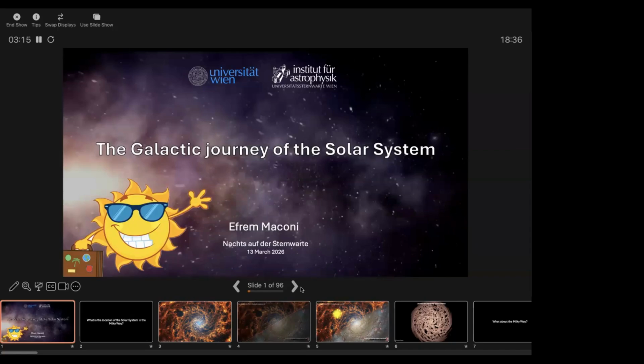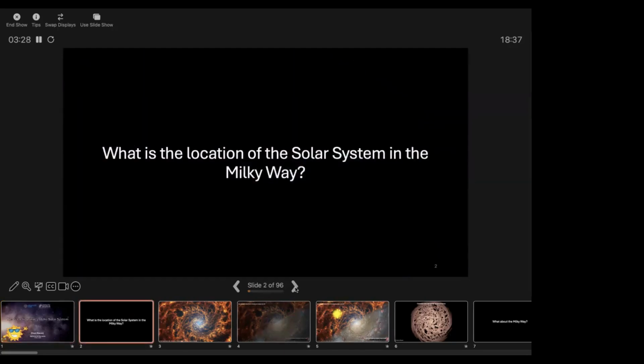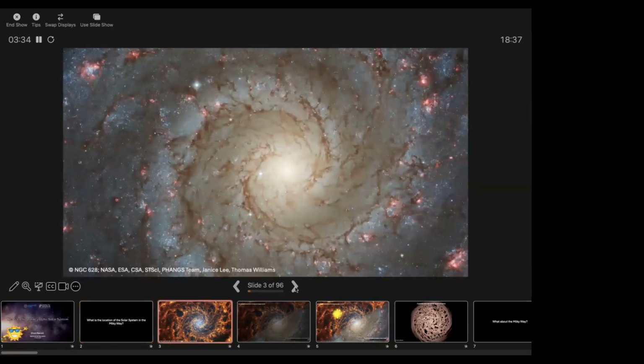Today we'll talk about the galactic journey of the solar system through the Milky Way. And before answering the question, what is the environment that the sun encountered in the past, I would like to try to answer another question, which is what is the location of the solar system in the Milky Way? And first of all, I would like to start with a picture of a galaxy.